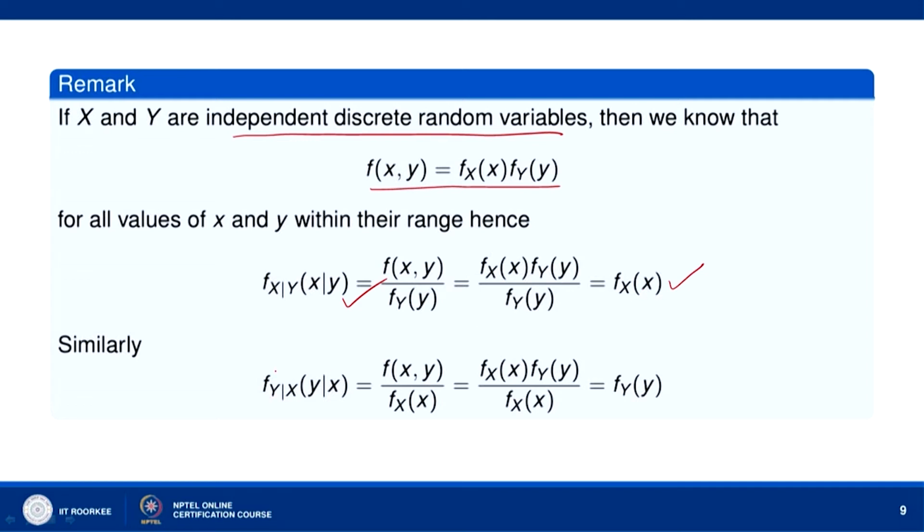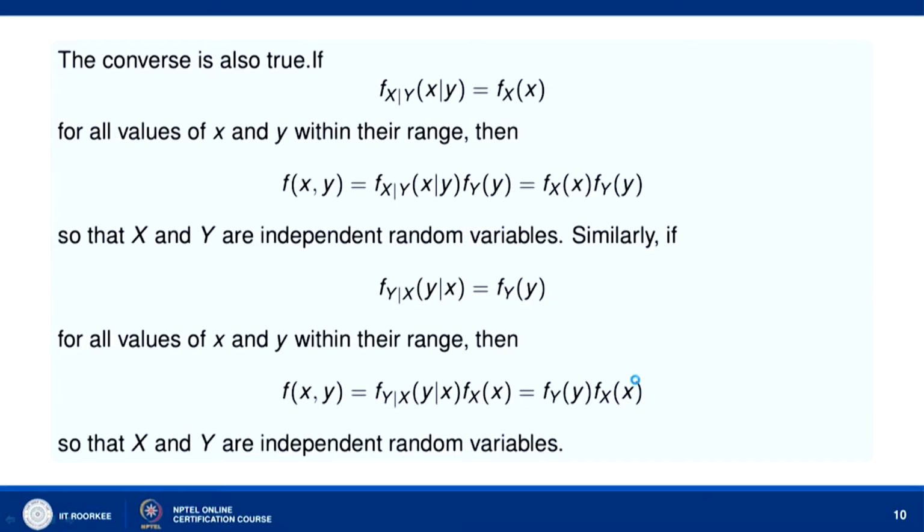Similarly, f_{Y|X}(y|x) = f(x, y) / f_X(x) is equal to f_Y(y). So, if X and Y are independent discrete random variables, then the conditional distribution of X given Y equal to y is equal to the marginal distribution of X, and the conditional distribution of Y given X equal to x is the marginal distribution of Y. So, the converse is also true. If f_{X|Y}(x|y) = f_X(x) for all values of x and y within range, then f(x, y) = f_X(x) f_Y(y).